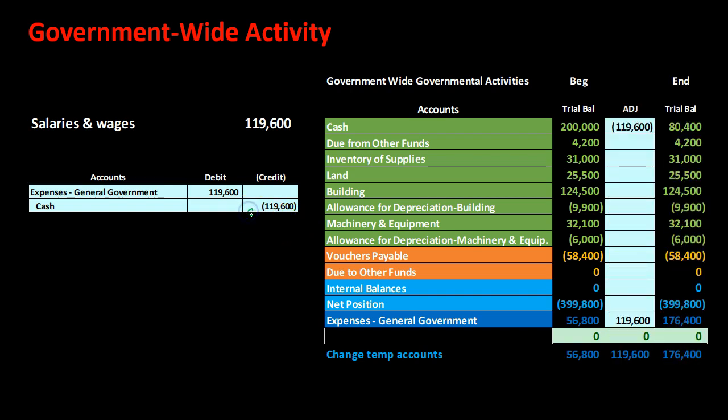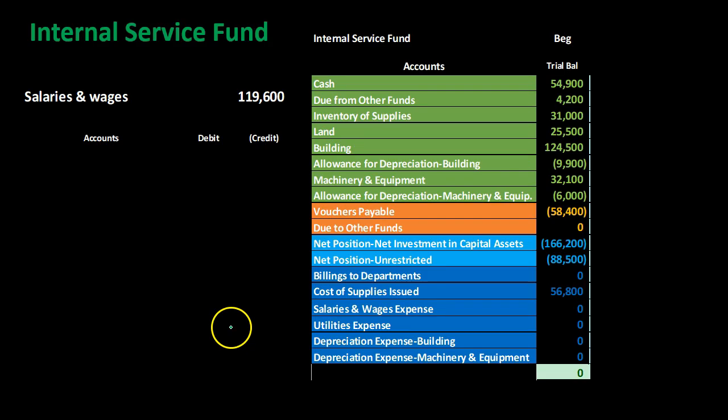So this would be a straightforward accrual type journal entry on more of a cash basis here because cash happened at the same time. So we are on an accrual basis, but paid cash at the same time the expense happened. So cash is going down, 200,000 minus the credit to 80,400. And of course the expense then going up. It was at 56,800 going up by 119,600 to 176,400.